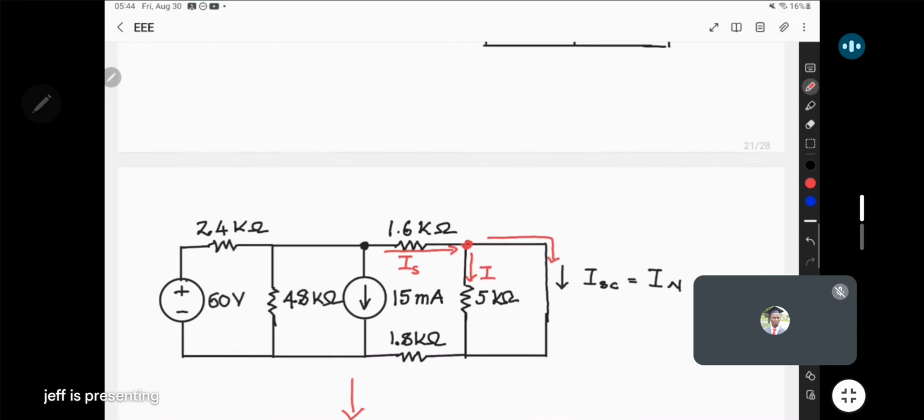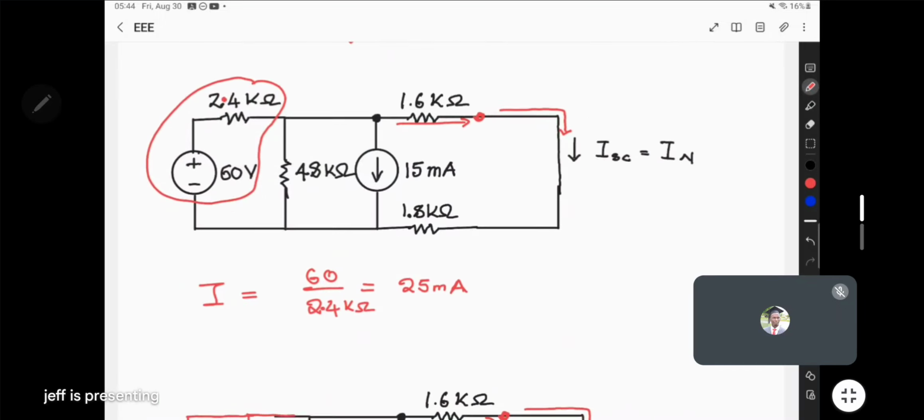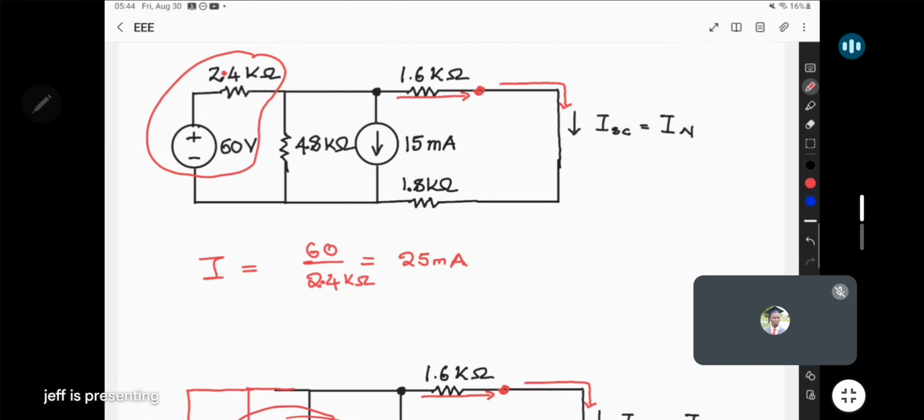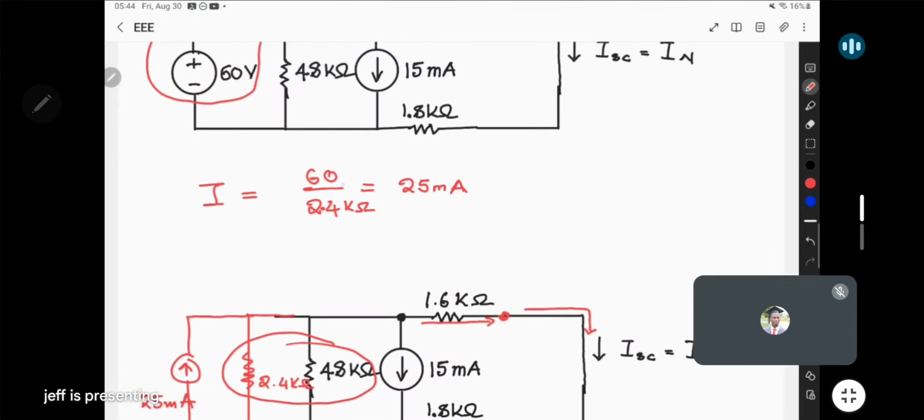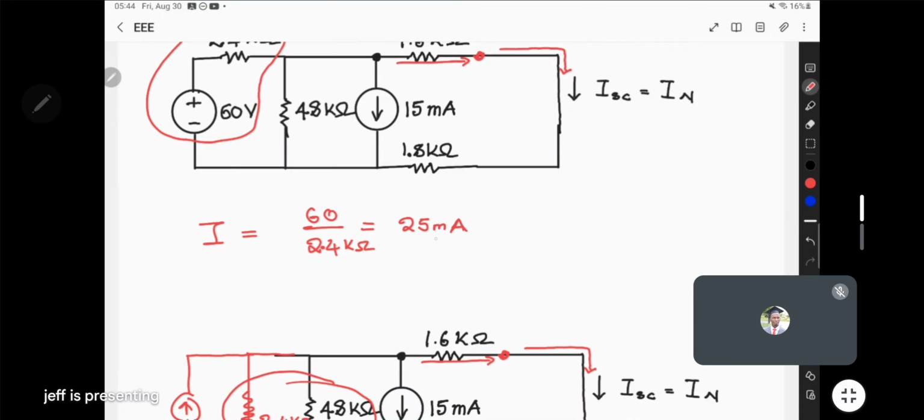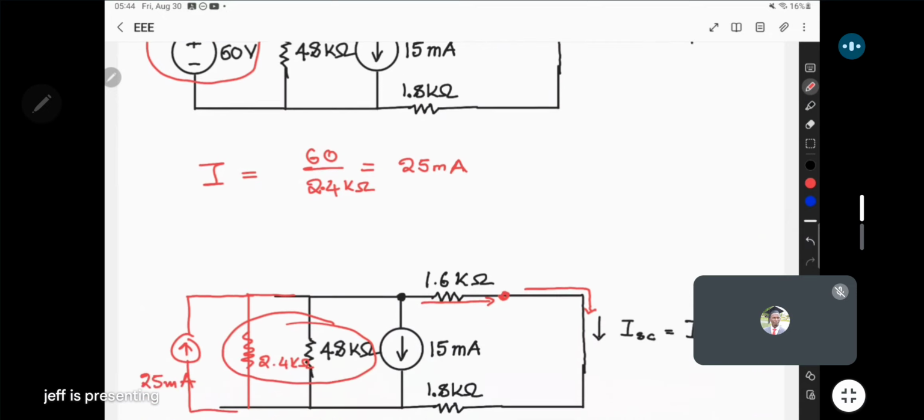Okay, so now here, everything else we did here was okay. It's where I want to start using them. So here we use the correct 2.4. We got 25 milliamps.